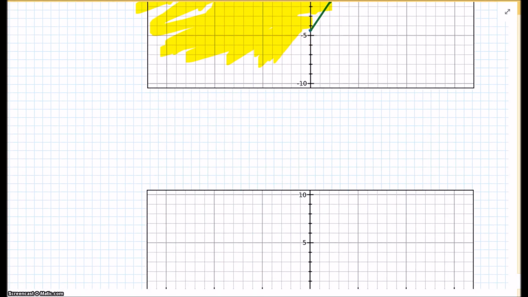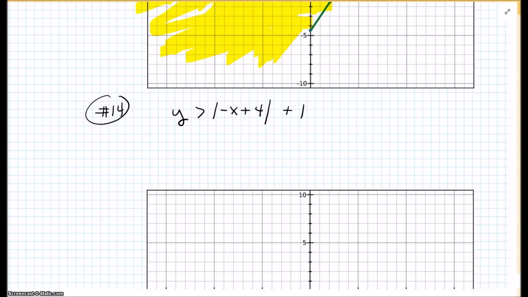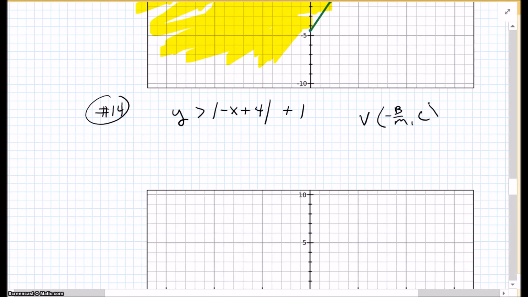Number 14. This one says graph the absolute value inequality. So I get y is greater than the absolute value of negative x plus 4, plus 1. So I can find my vertex a few different ways. My vertex could be negative b over m comma c. My b value is positive 4, my m value is negative 1, and my c value is 1. So negative 4 over negative 1, my vertex is 4 comma 1.